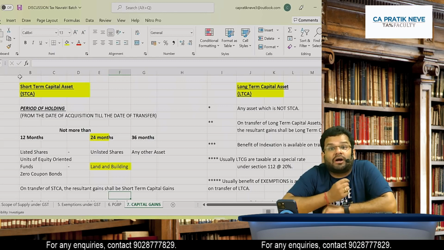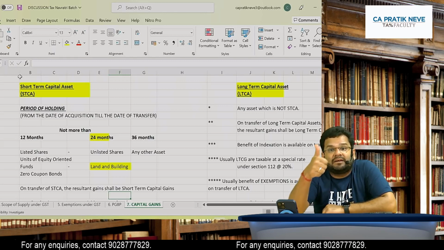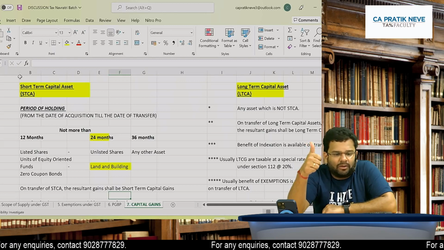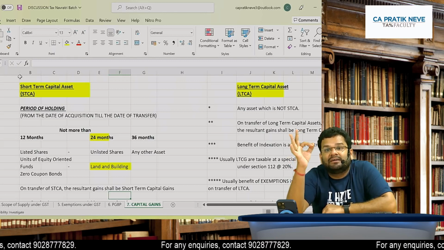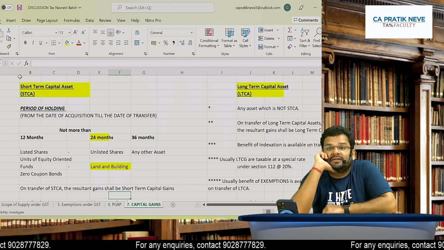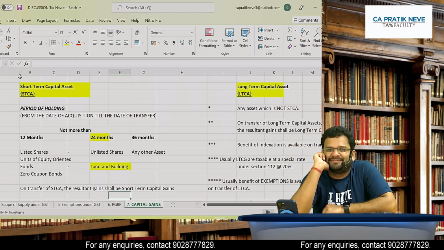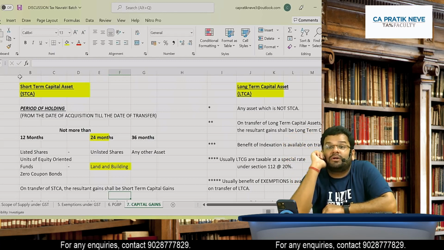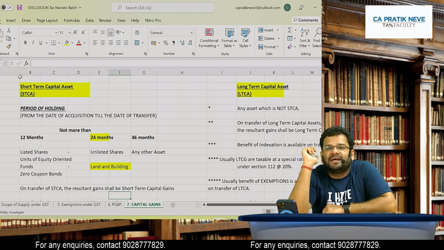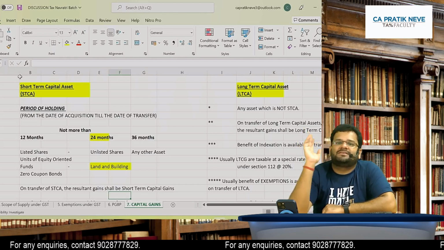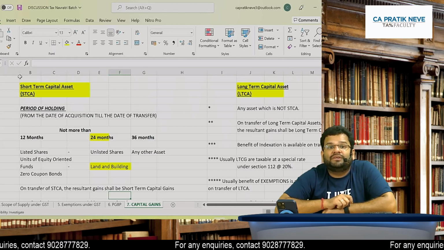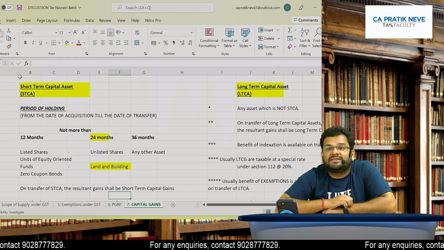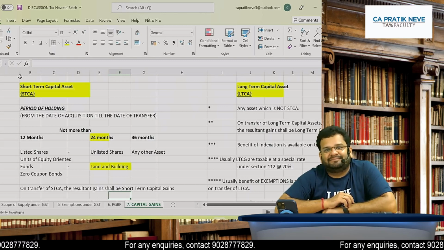If I talk about land and building, what do I talk about? Land and building, unlisted shares, then this 36 months is replaced by 24 months. And if I talk about listed shares, then it is 12 months. So I will give you 2 to 3 examples. Please try to tell me whether it's an STCA or LTCA.